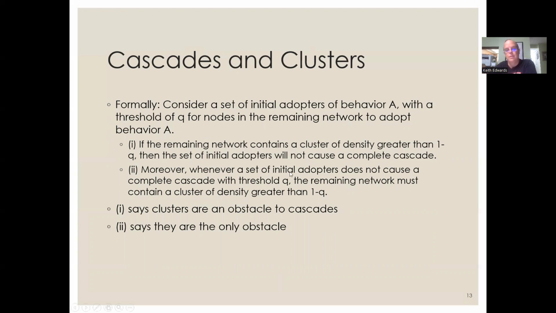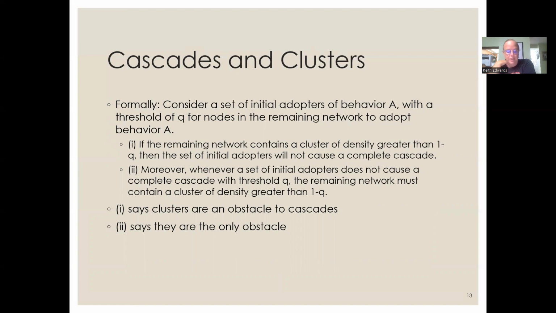Moreover, whenever a set of initial adopters does not cause a complete cascade with threshold Q, the remaining network must contain a cluster of density greater than 1 minus Q. And this one says that, hey, the clusters are the only obstacle. So, the punchline is the initial set of adopters can cause a complete cascade at threshold Q if and only if the network contains no cluster of density greater than 1 minus Q.